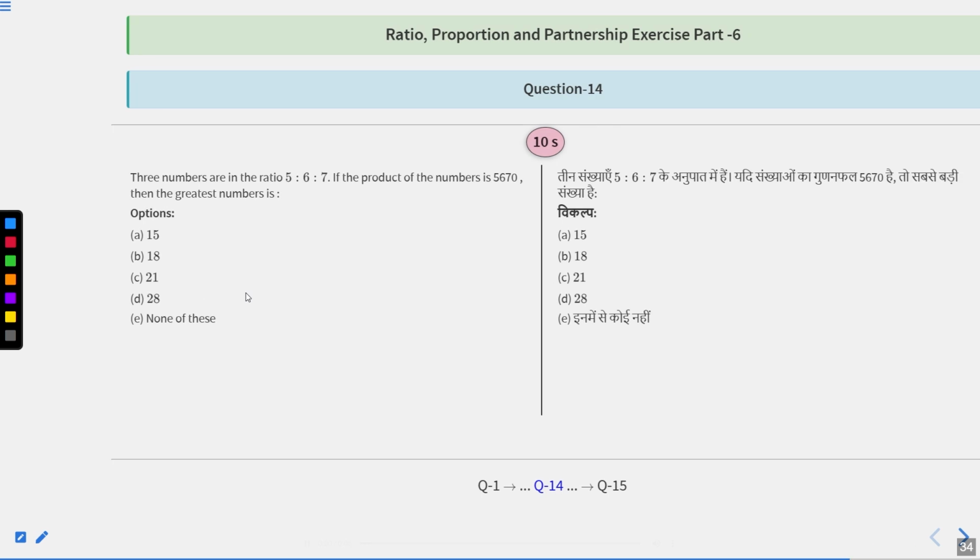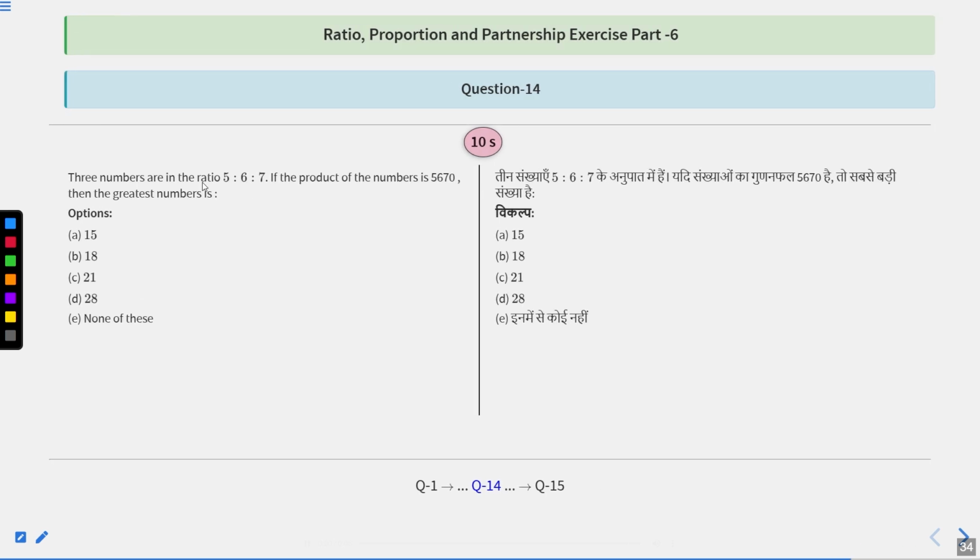Next one. Three numbers are in the ratio 5:6:7. The product of the numbers is 5670. Then the greatest number is? You have 5 options and 10 seconds to analyze the question. Your time starts now.